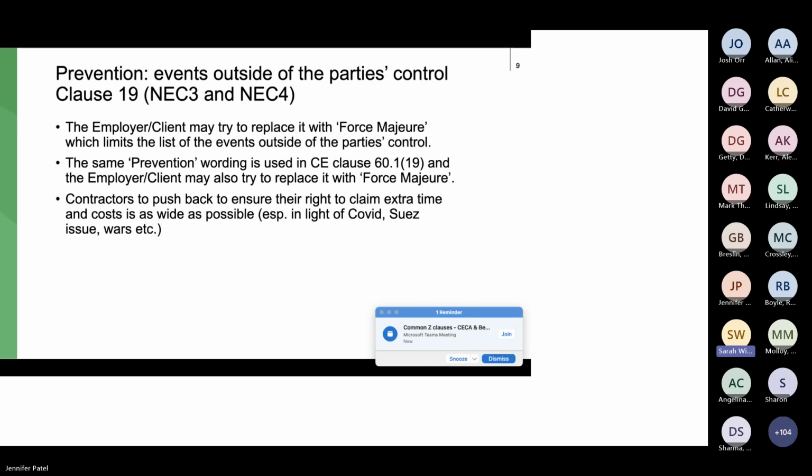And of course the contractor does also have a responsibility if something happens to make sourcing materials from one area more difficult, more expensive, incurs delay. The contractor's got to take steps to see if they can find those materials elsewhere. So next slide, please.